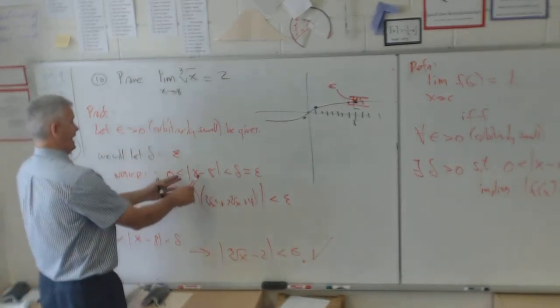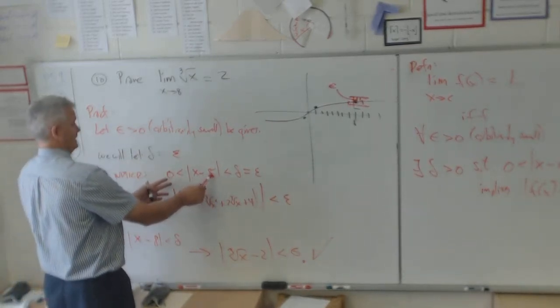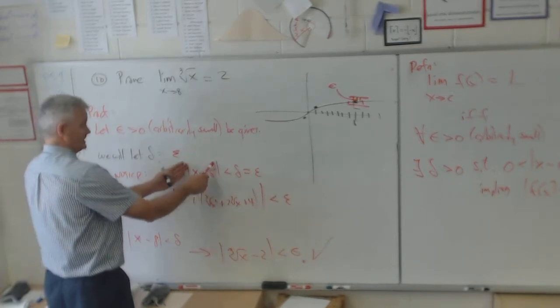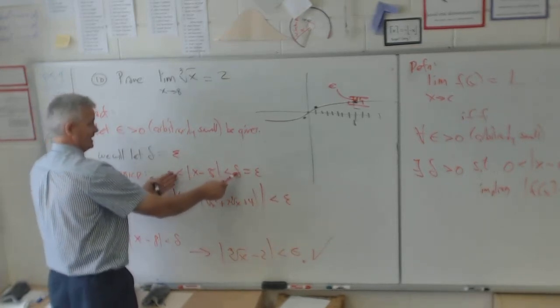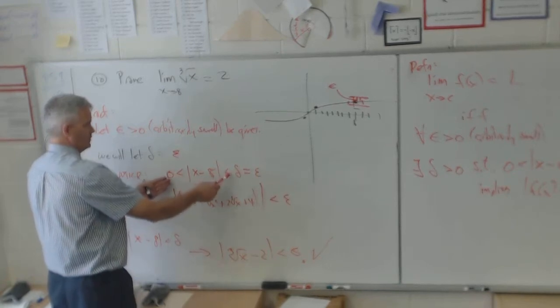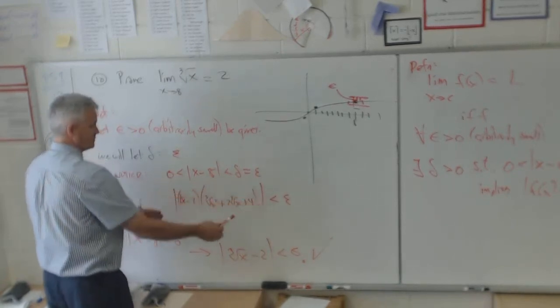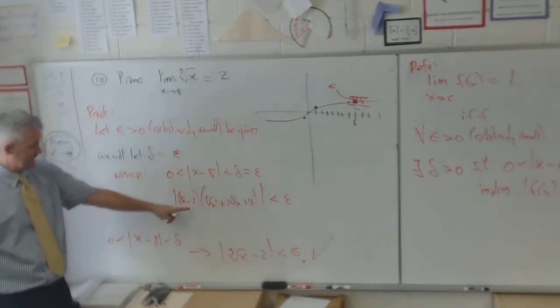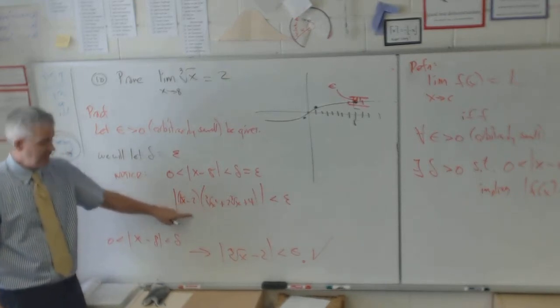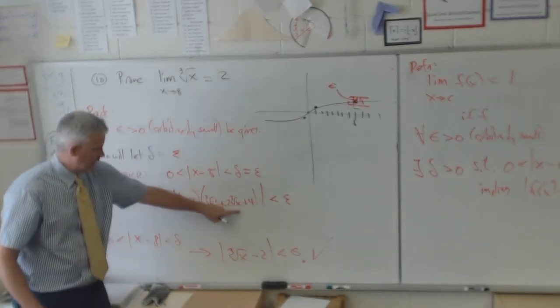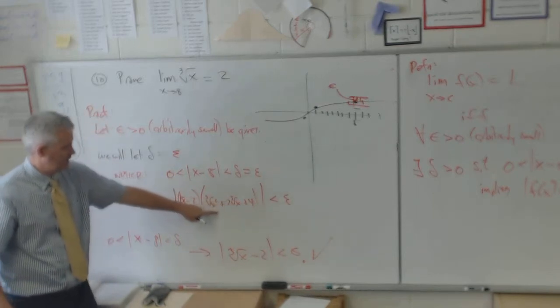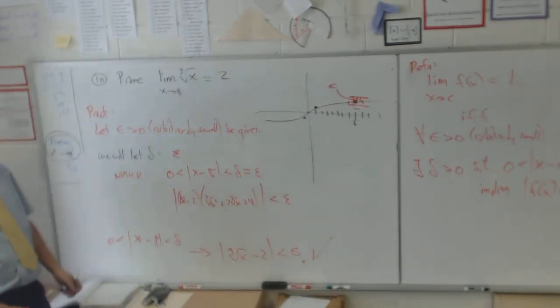So we know that the distance from x to 8 is less than delta, or greater than 0, which means the distance from x to 8 is less than epsilon. But the distance to x minus 8 is this. Do you agree with this? Now, what is this kind of number right here? Okay, positive or negative?